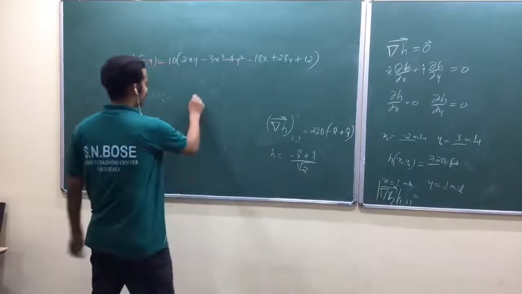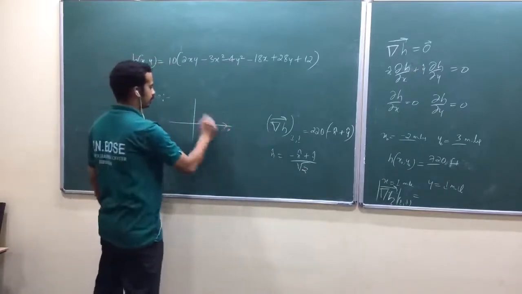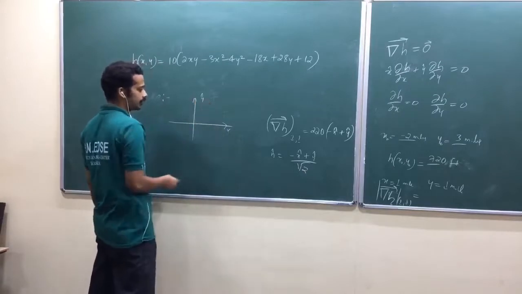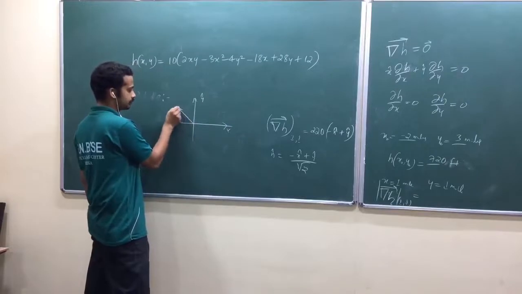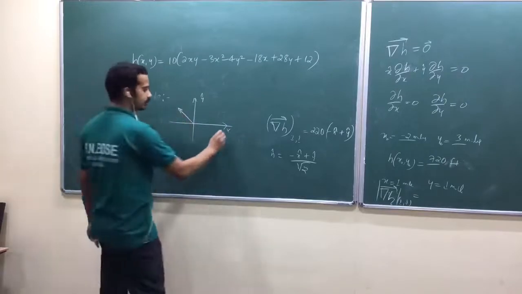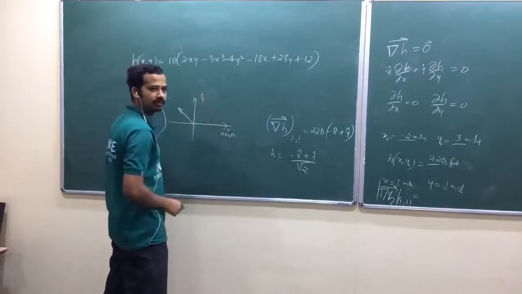Suppose you just plot the x axis and y axis. So what is this direction? Minus x, this direction. He said this is north. This is South Hadley. So why did he put that word Hadley?